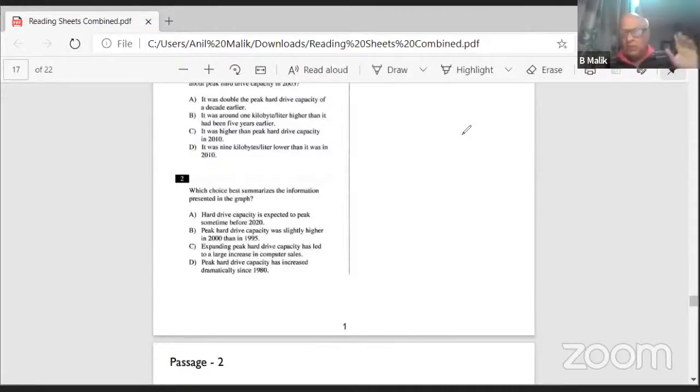So very often, you get a question: which choice is best supported by the graph and the passage? Now, what happens, sir? Many of the students go and start reading the passage. So please understand that it has to be right first in the graph, then in the passage. So you first read the graph. If you still can't get an answer, then you might like to read the passage. Otherwise, it has to be right in both places, that's it. So sometimes you might just get the answer without even going to the passage because the graph will tell you which answer is correct.